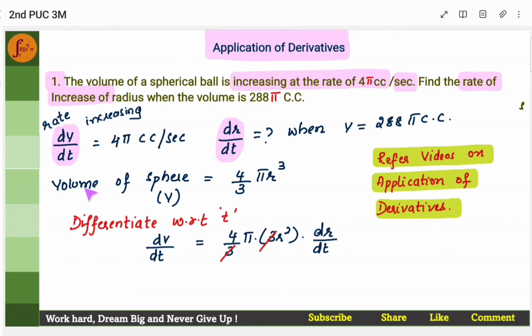Volume of a spherical ball is given. What is the volume of a sphere? 4/3 π r cubed. You differentiate this, and remember one thing: when you're differentiating here, you have to put dr by dt, because you're differentiating r with respect to t. So it's dr by dt, which is what we have to find out. dV by dt is given, 4π cc. Substitute and you will get dr by dt.